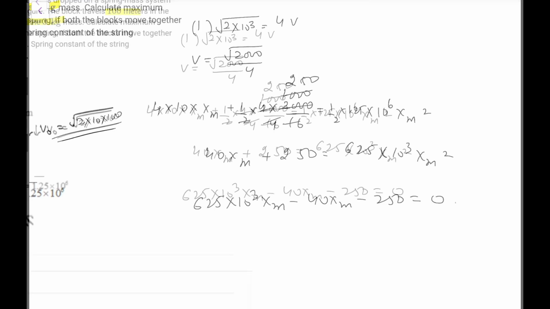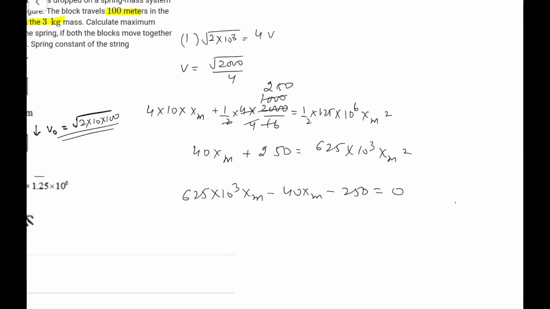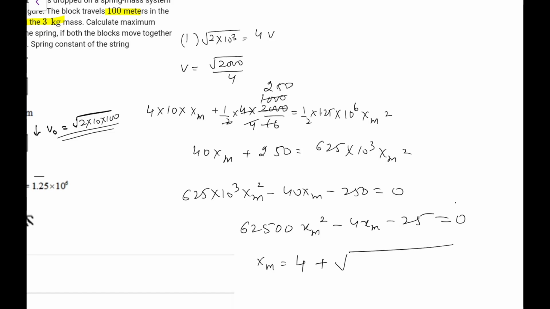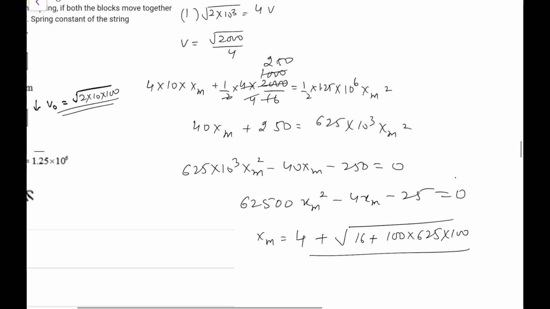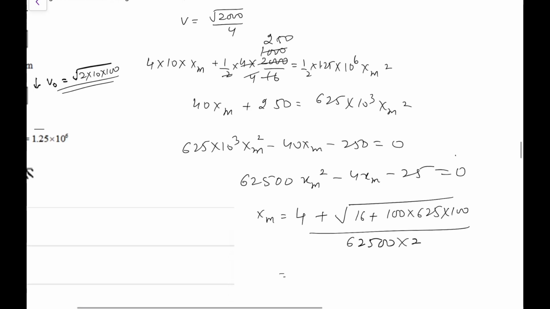If I solve it, let me simplify. This doesn't seem to be getting simplified, that's a different thing. So the equation is x max square minus 4 x max minus 25 equals 0, with the large coefficient on x max square. Now I am not inclined to do it, but I have to, no option. It would be 4 plus, b square plus 4ac will become 100 into 625 into 100 upon what we have. This is 62500 into 2. So doing this, this 16 can be neglected.